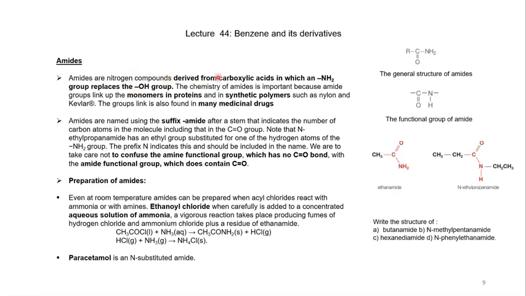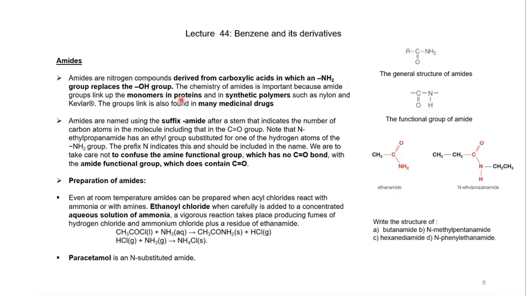So amides are derivatives of carboxylic acid, in which an amine group replaces one of the OH groups. So one of the OH groups of the carboxylic acid is replaced by an amine. The chemistry of amide is important. Why? Because we can produce proteins from this monomer. We can say that amide is a monomer of proteins.